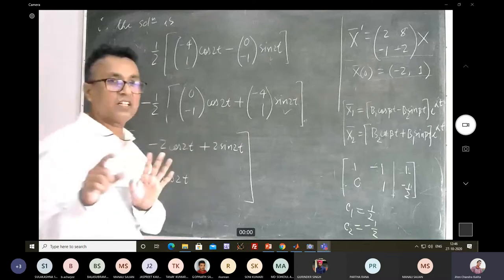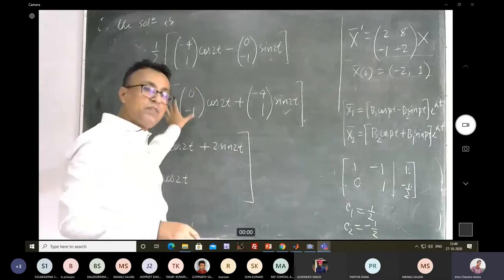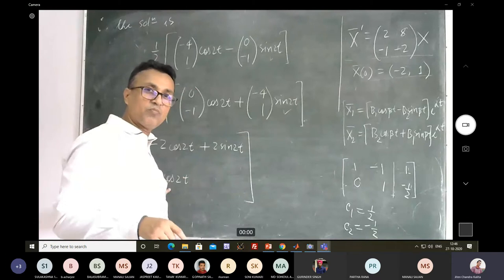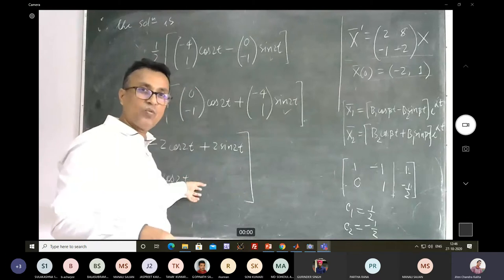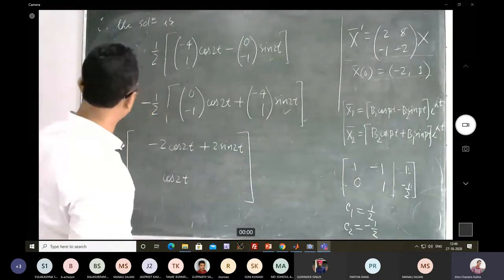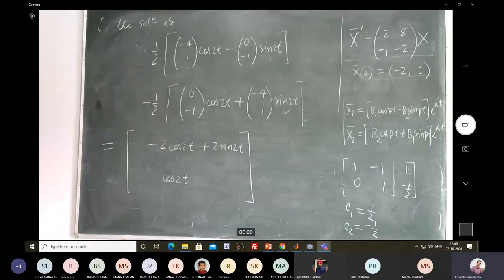You please check why that is happening. I may have made some silly mistake here somewhere. I should actually get the same result. So plus minus sign, hopefully I haven't made any mistake. This is C2 equal to minus half. This is 2 minus cos 2t sin t.